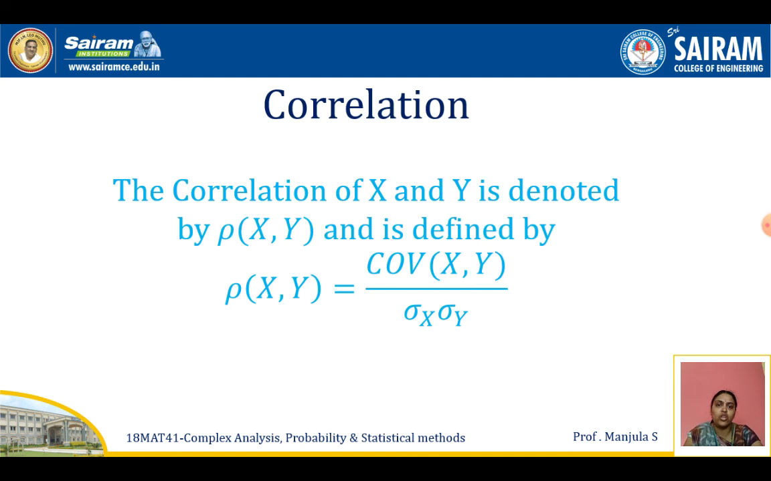The correlation of x and y is denoted by rho of x comma y. How can we find this rho of x comma y? Correlation means covariance of xy divided by sigma x into sigma y. This is the formula you have to remember to find the correlation.